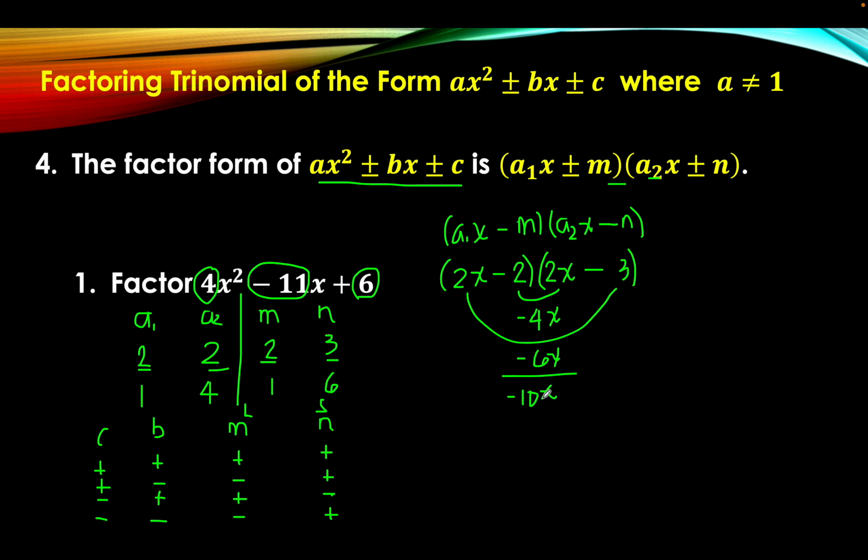Okay? And it's no longer necessary to interchange the two integers 2 and 3 because the first terms of both binomials are just the same number, which is 2. So if we're going to interchange the two integers, for example, write 3 here and then we have 2, we will get the same results, since we have the same number for a sub 1 and a sub 2. Therefore, since this factor is not possible, we'll look for another combination.